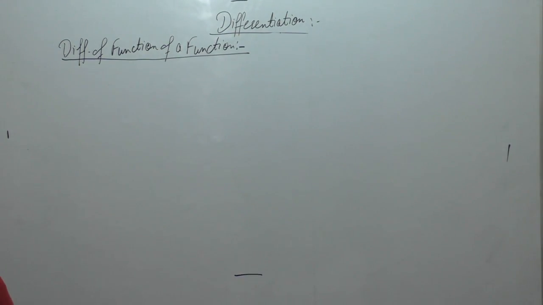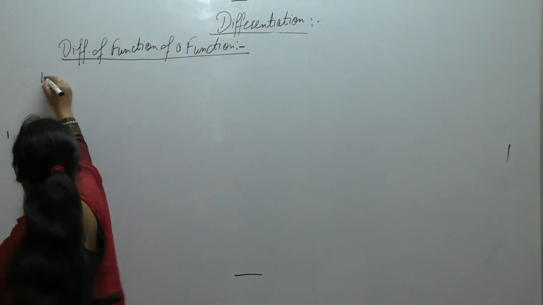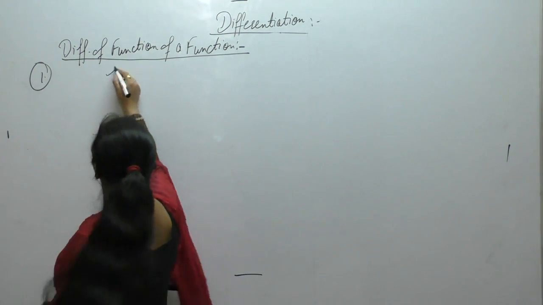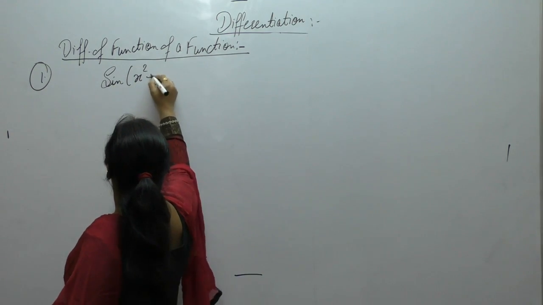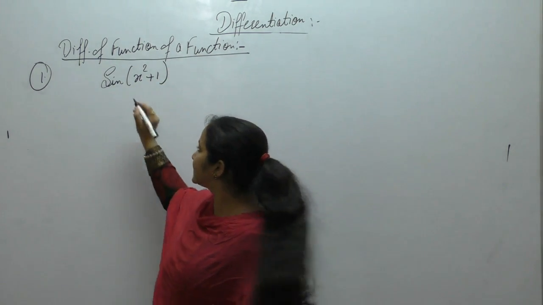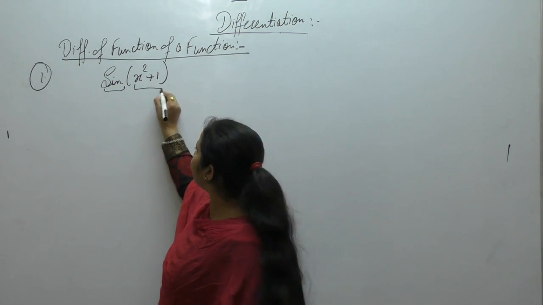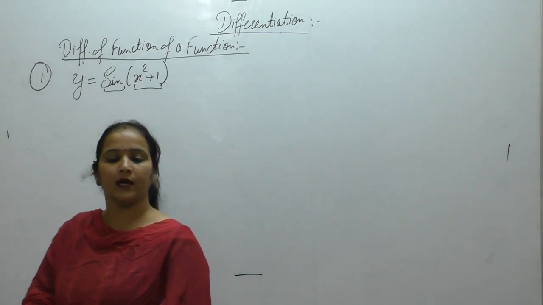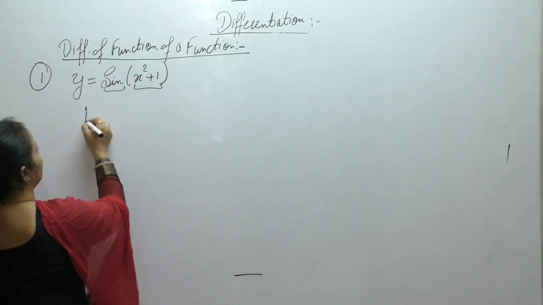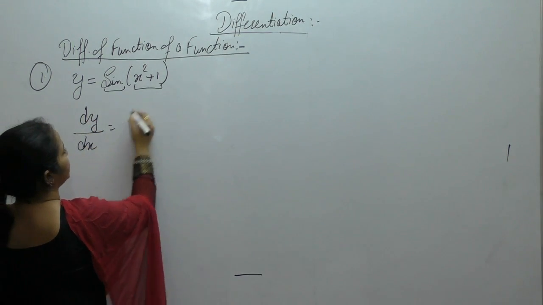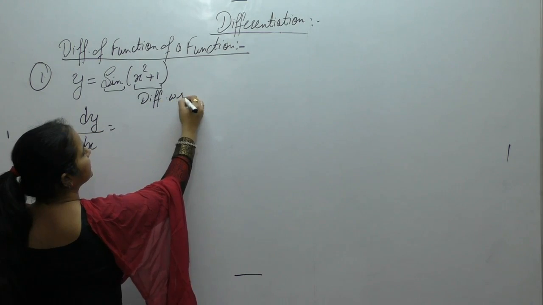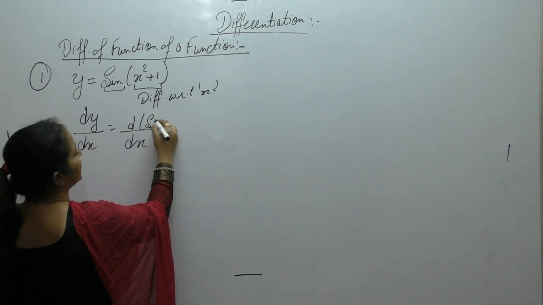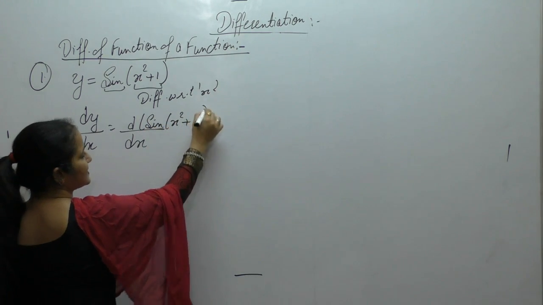Question number 1. Differentiate the following function with respect to x, that is sin(x square plus 1). Sin is one function and x square plus 1 is the other function. Let this be equal to y. Now we want to find dy upon dx. Differentiate with respect to x. d by dx of sin(x square plus 1).